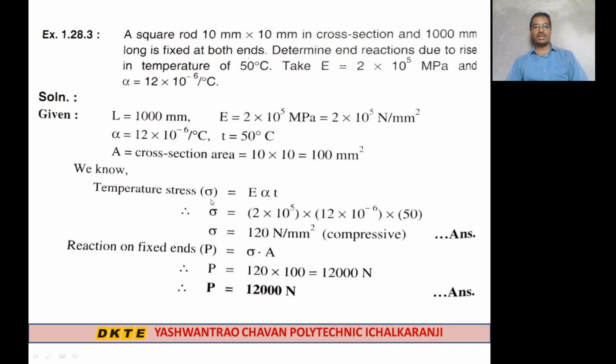Temperature stress sigma is equal to E alpha T, standard equation. Put the values of E, alpha and T. Solve it, we will get 120 Newton per millimeter square. And nature is compressive because here also there is rise in temperature. Due to rise in temperature, that means nature is also compressive. We have to calculate end reactions, that means load. P is equal to sigma into A. Sigma means E alpha T into A. Value of sigma is equal to 120 and A is equal to 100. That is 12,000 Newton is the load.